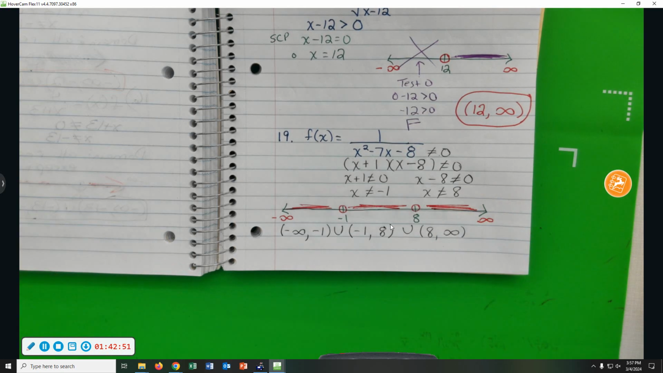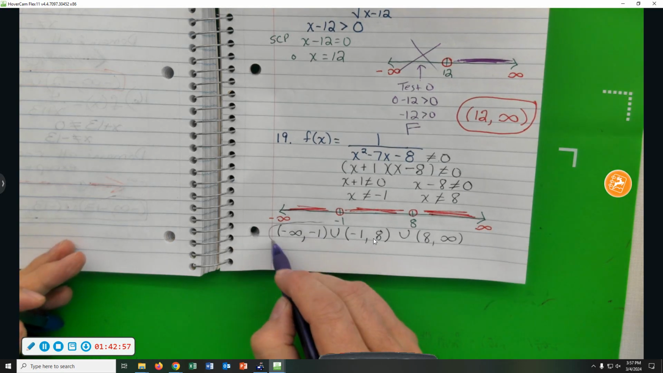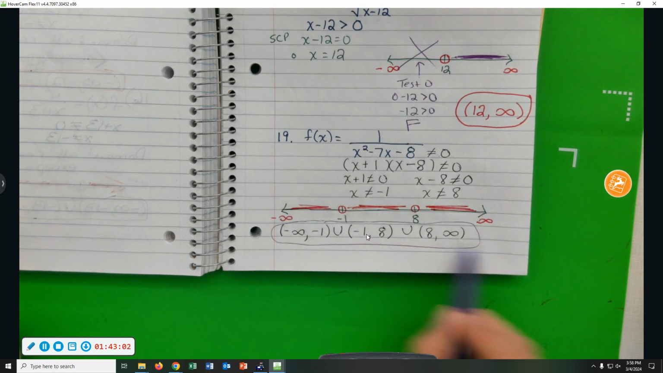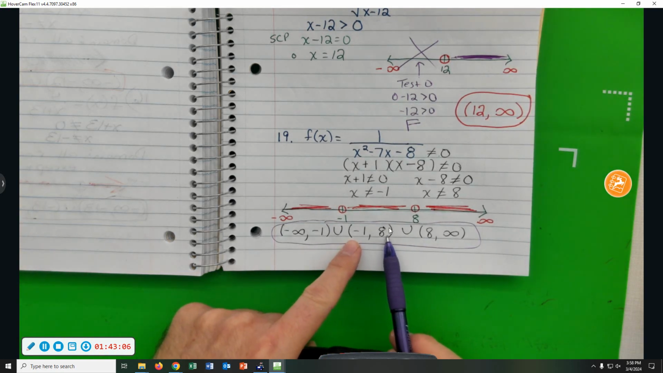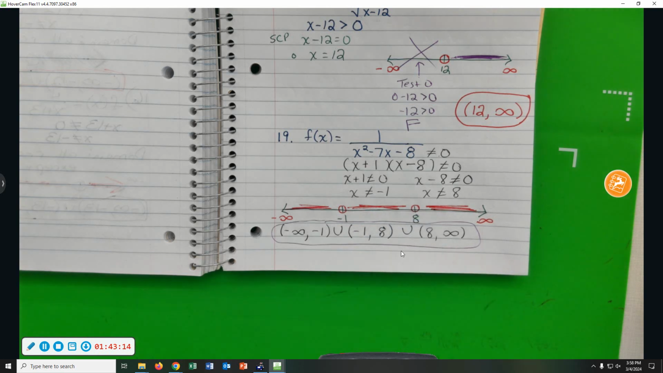Everything's parentheses, no brackets. What is this interval here saying? It looks like an ordered pair, but what's it saying in terms of interval notation? I'm not talking about the whole thing, I'm talking about this little middle part. That's describing what part of the numbers? All real numbers between negative 1 and positive 8. Okay, type it in real fast.